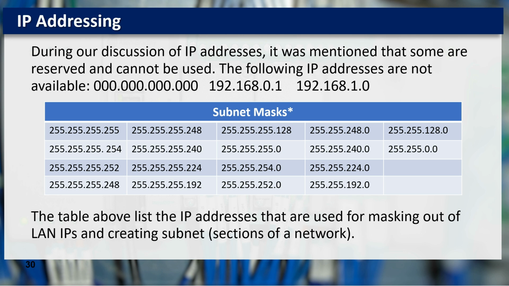Then we get into the subject of subnet masks. These are IP addresses that will add a series of ones to the IP address. We can use those to create sections of a network. So the table above lists the IP addresses that are used for masking out local area network IPs and creating subnets.